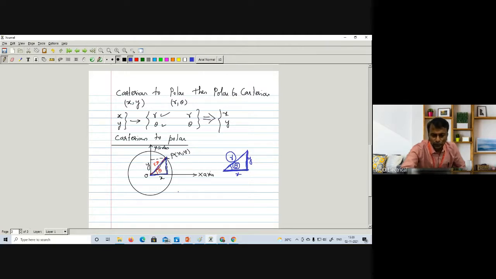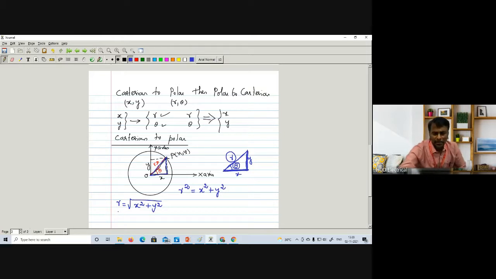So from this, using the Pythagoras theorem, we know hypotenuse square equals adjacent side square plus opposite side square. From this, r equals the square root of x square plus y square. So now x and y we know, we can find out how much the distance r will be.